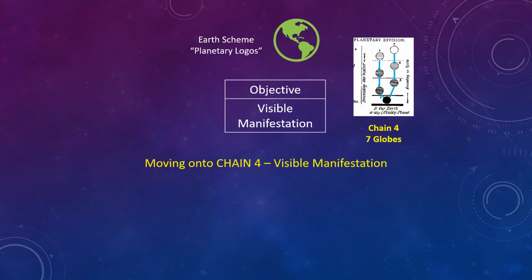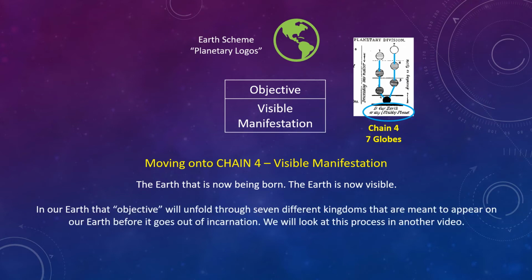Finally, we've made it. We're into chain 4, where we are now. The earth is visible. It's living its life. It's been born. In our earth, the objective is being reached that was planted within chain 1 in the archetypal realm. And that objective will unfold through 7 different kingdoms that are meant to appear on our earth before it goes out of incarnation. And we will look at that process of these 7 kingdoms coming into incarnation within our planetary logos in chain 4 in another video.